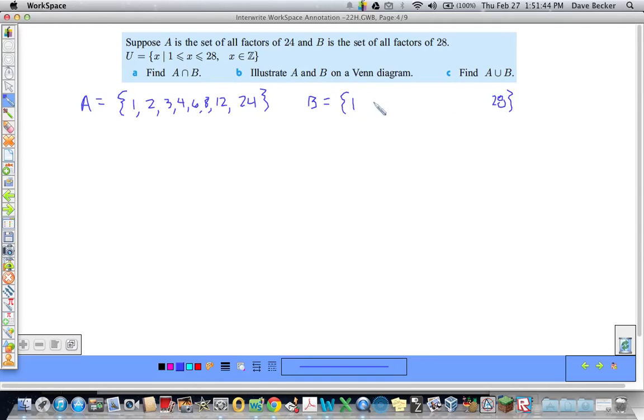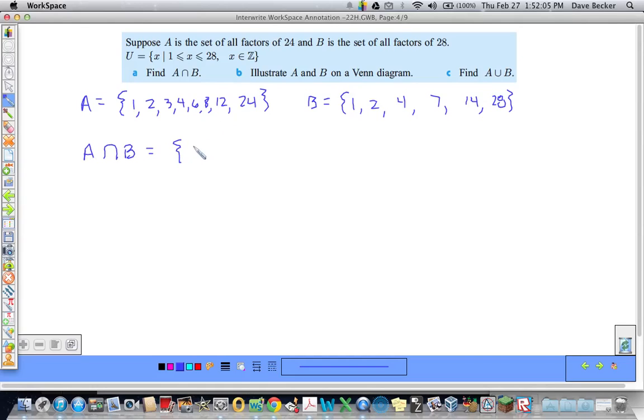1 times 28, 2 times 14. 3 doesn't work. And 4 times 7 is 28. And then 5 and 6, we're out of numbers. They don't work. Okay, so A intersect B is what they have in common.